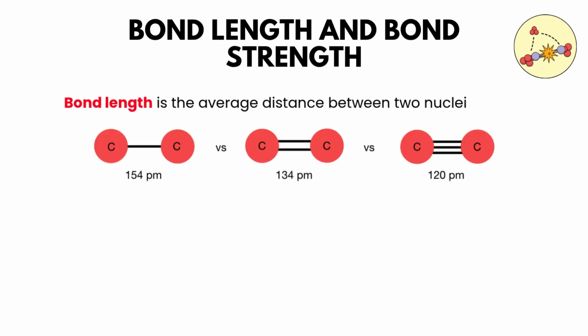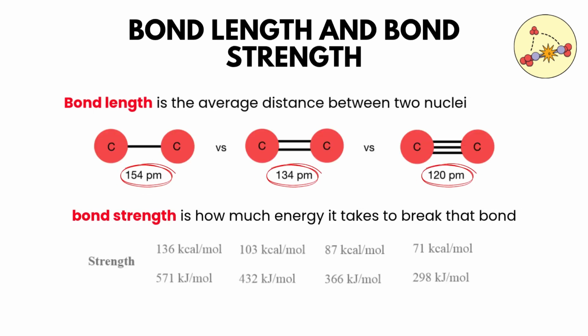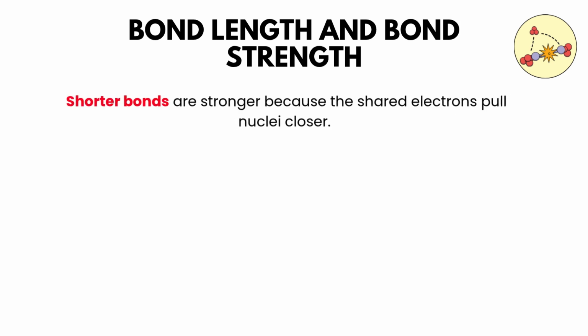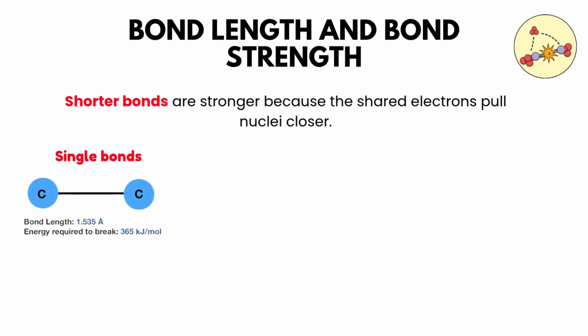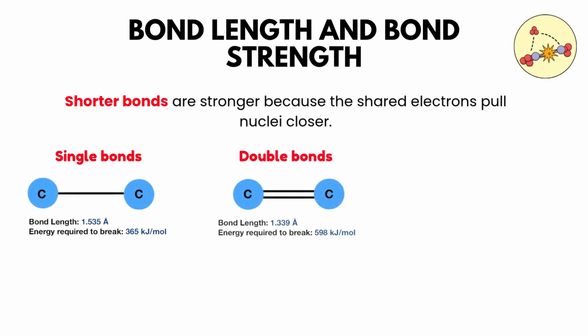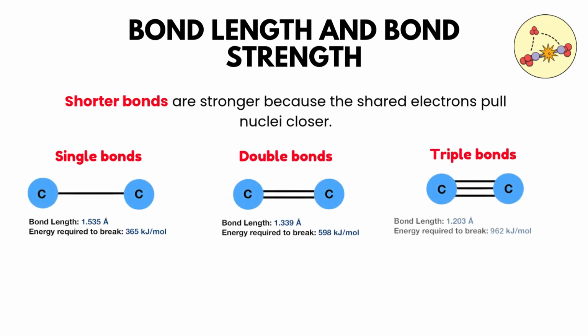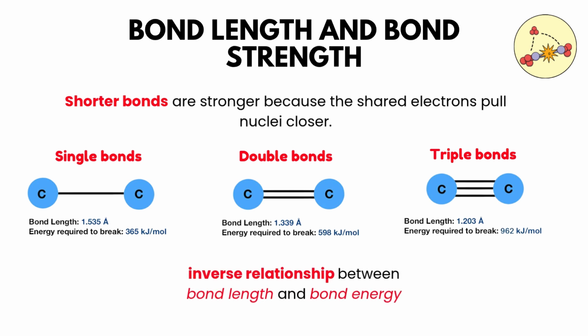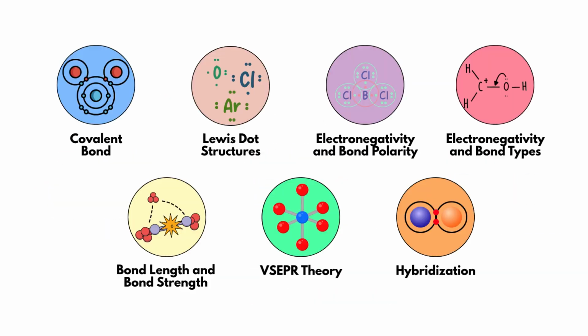Bond length and bond strength. Bond length is the average distance between two nuclei, and bond strength is how much energy it takes to break that bond. Shorter bonds are stronger because the shared electrons pull nuclei closer. So, single bonds are longest and weakest, double bonds are shorter and stronger, triple bonds are shortest and strongest. On MCAT graphs, this shows up as an inverse relationship between bond length and bond energy.